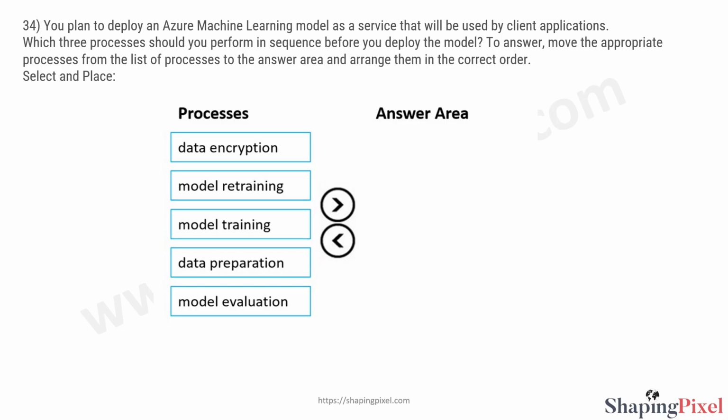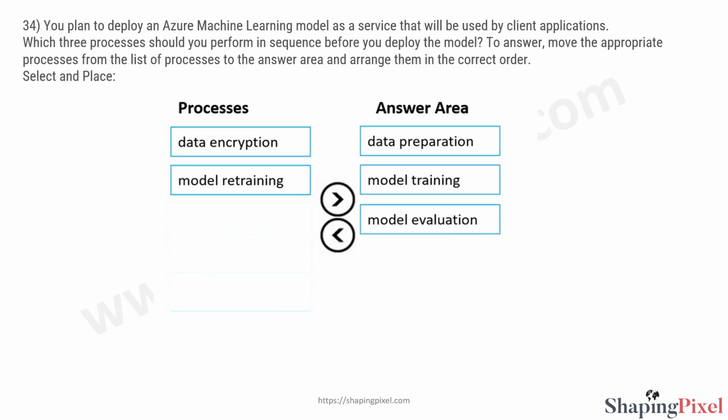Question number 34. You plan to deploy an Azure machine learning model as a service that will be used by client applications. Which three processes should you perform in sequence before you deploy the model? To answer, move the appropriate processes from the list of processes to the answer area and arrange them in the correct order. So the processes we have: data encryption, model retraining, model training, data preparation, model evaluation. So the right order here is data preparation, model training, model evaluation.